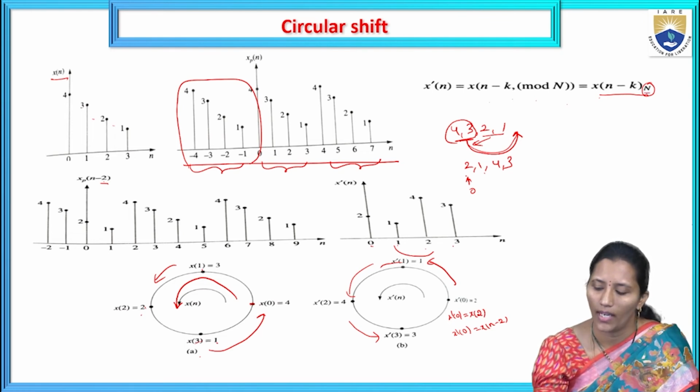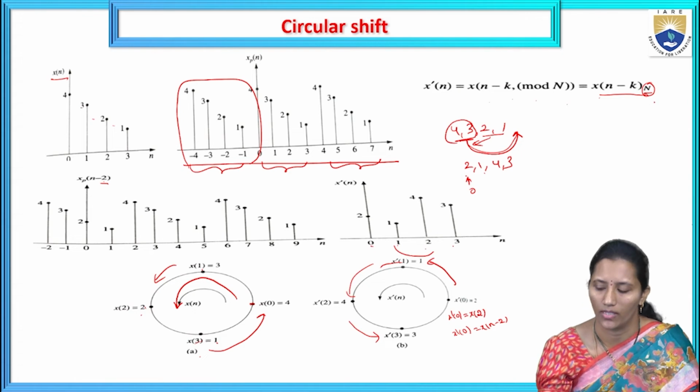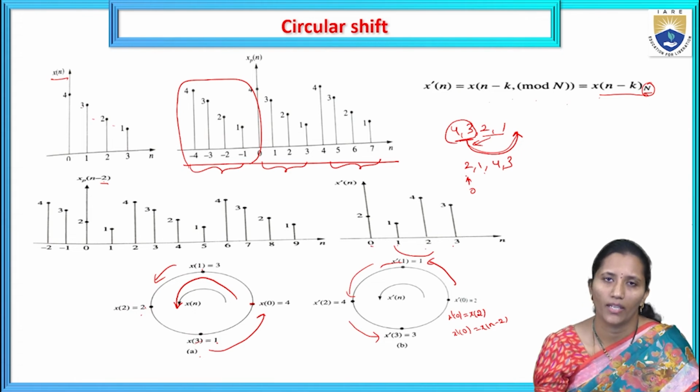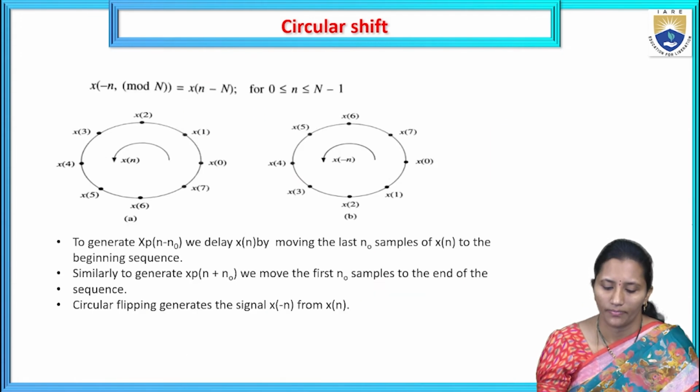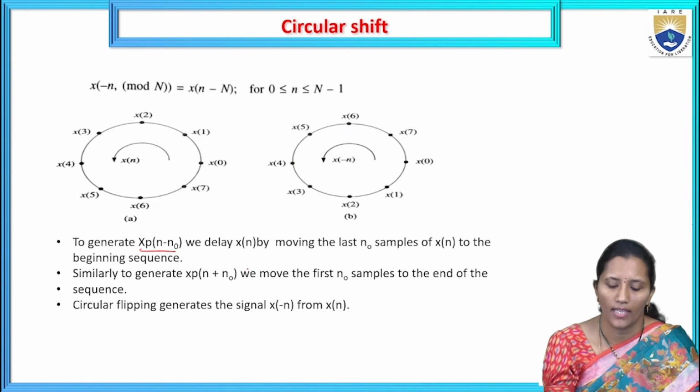So periodic signal x of n has 4 samples, so it will repeat after every 4 samples. It will repeat the sequence. To represent that, we write it in mod n. So for example, if I want to shift to x of n minus n naught, we delay the x of n by moving the last n naught samples of x of n to the beginning of the sequence.